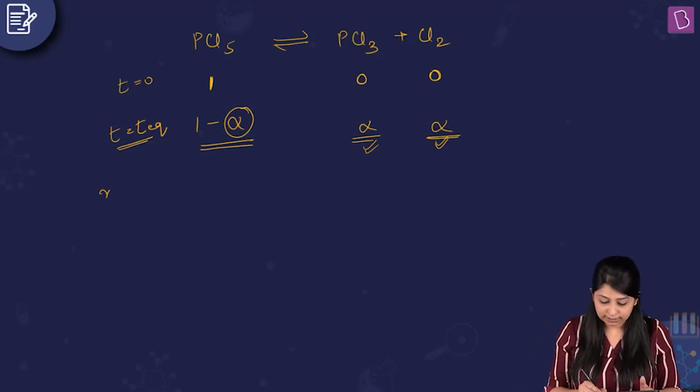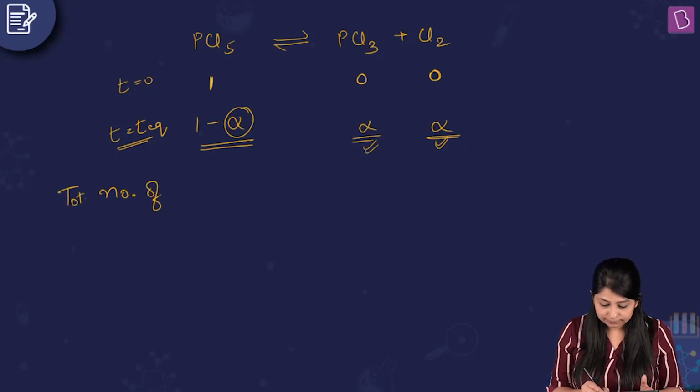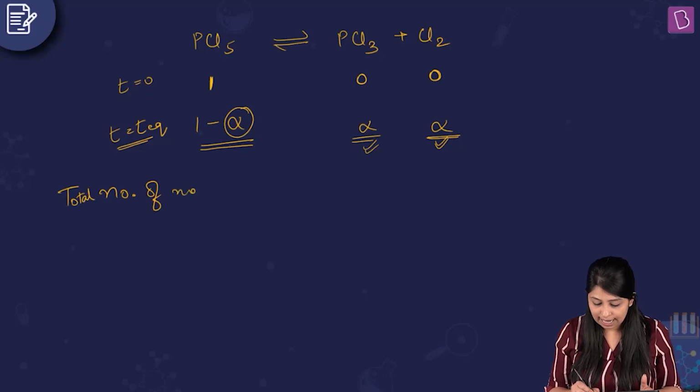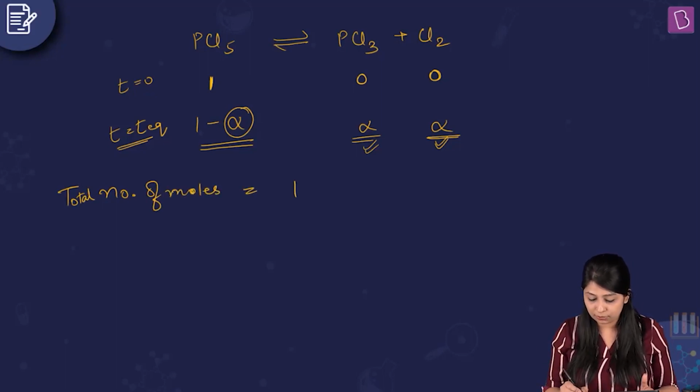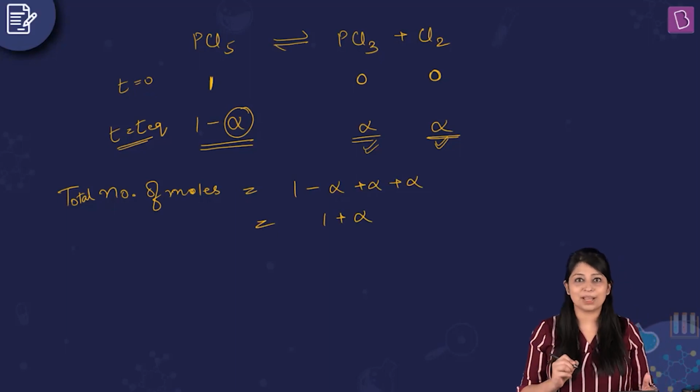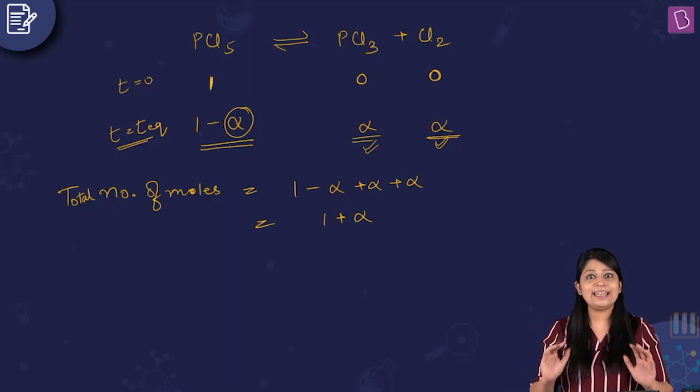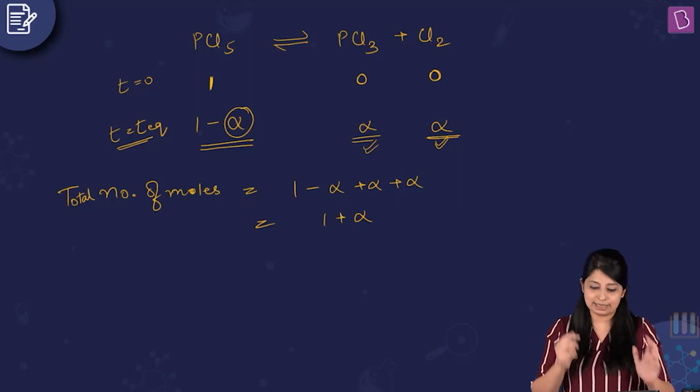So what are the total number of moles at equilibrium? That will be equal to 1 minus alpha plus alpha plus alpha, which is equal to 1 plus alpha. Now we can easily find all our mole fractions of products and reactants.